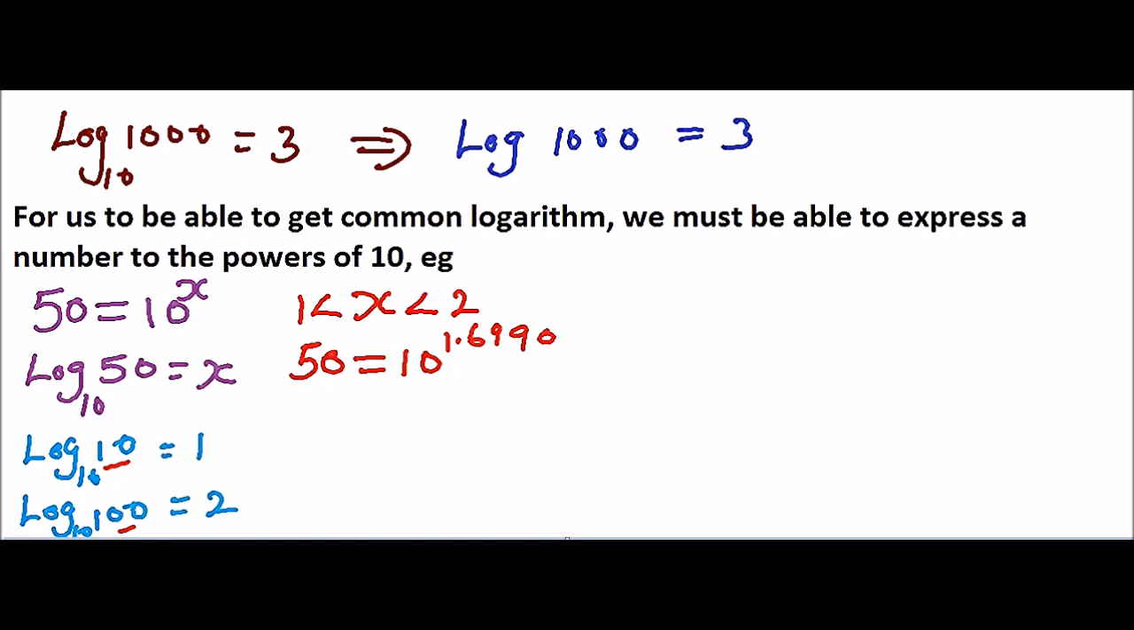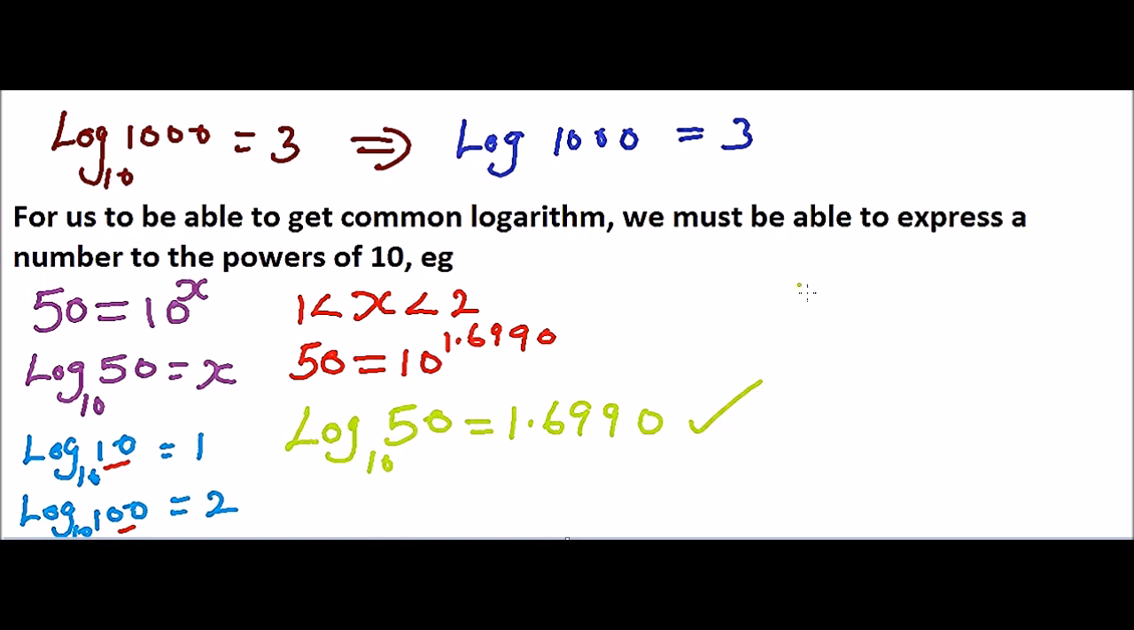And therefore, we should be able to get the logarithm of 50. Now, the logarithm of 50 to base 10 is equal to 1.6990. So we have managed to get the logarithm of 50.